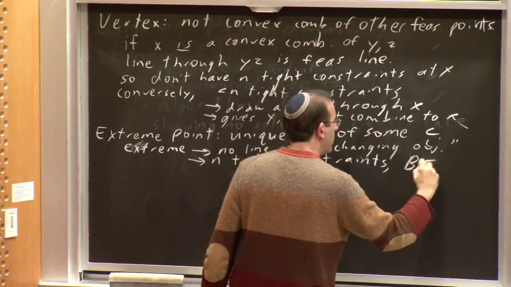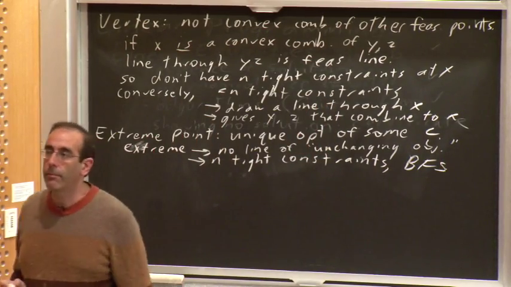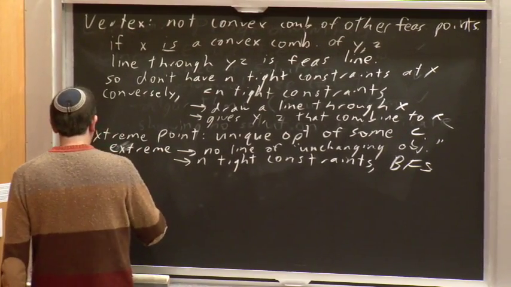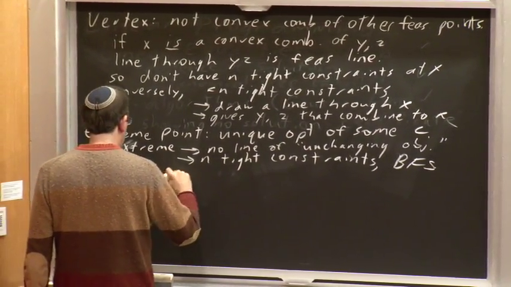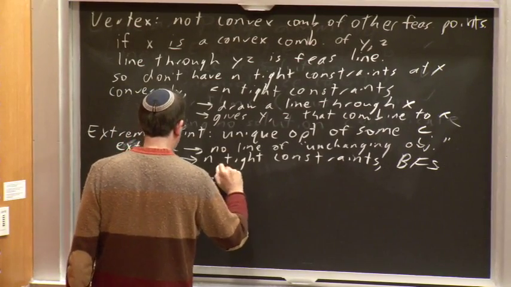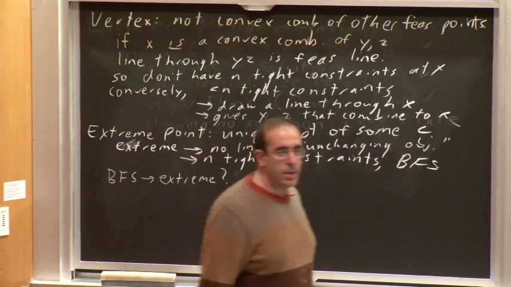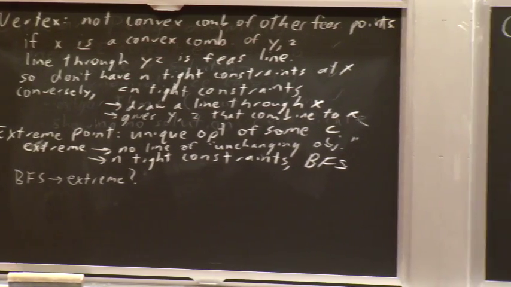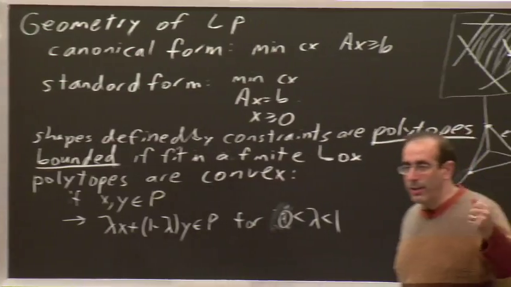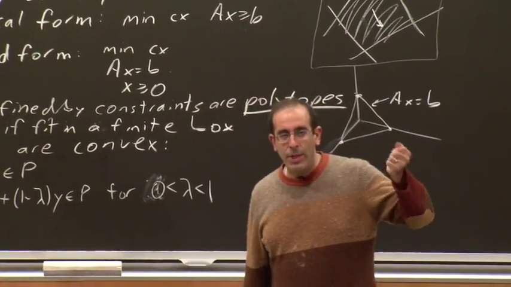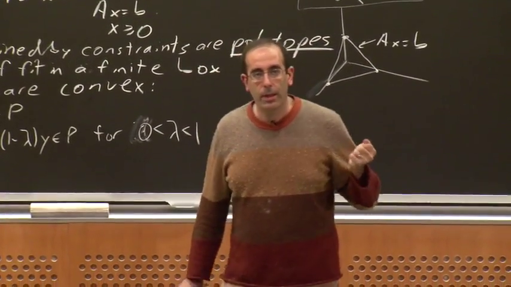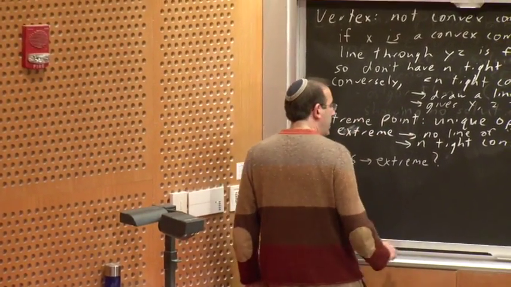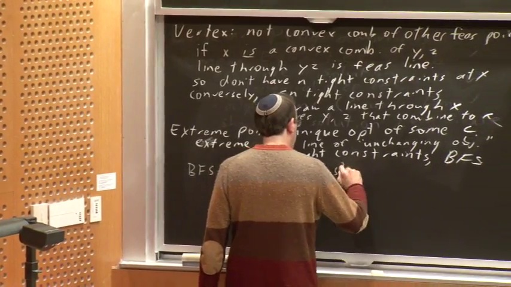In other words, I have a BFS. Okay. So all that's left is showing that from a BFS, I can get to an extreme point. And this is kind of the trickiest of them. I have to show, since I have a BFS, I need to exhibit an objective function for which that BFS is the unique optimum. So you can do this in general on polytopes, but it's easiest to see in standard form.